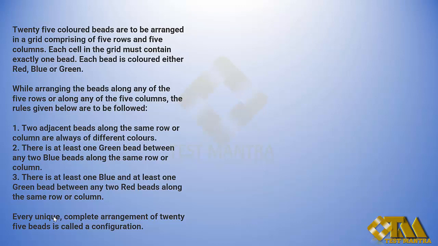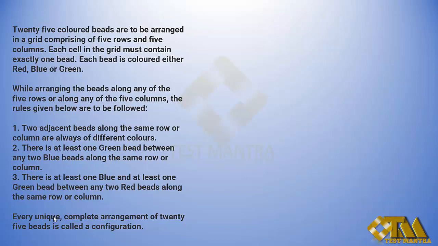The set is: 25 colored beads are to be arranged in a grid comprising 5 rows and 5 columns. Each cell in the grid must contain exactly one bead. Each bead is colored either red, blue or green. That means it's not necessary that I'll be using all the three. I may use exactly one type of beads, or exactly two types of beads, or exactly three types of beads. While arranging the beads along any of the 5 rows or along any of the 5 columns, the rules given below are to be followed.